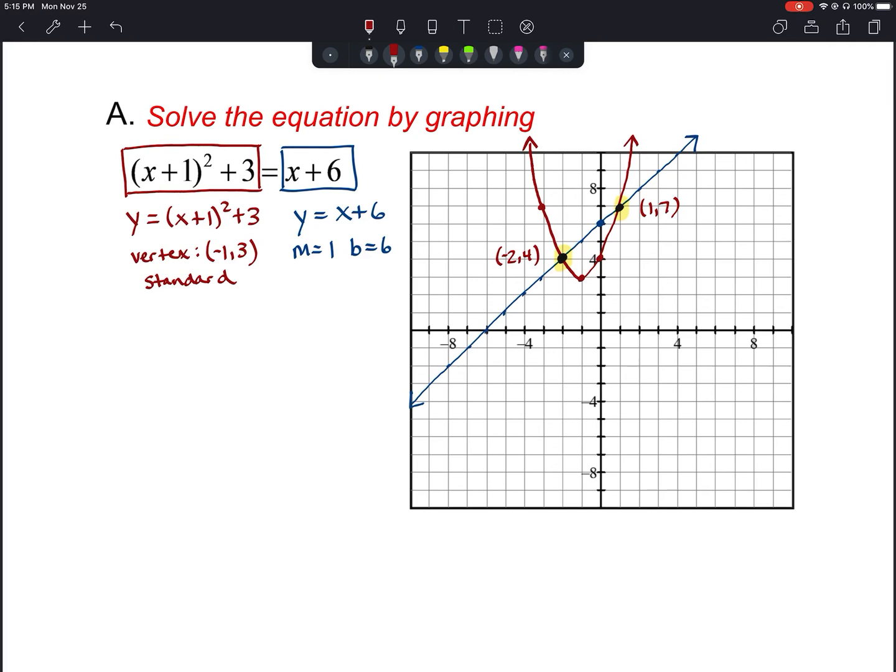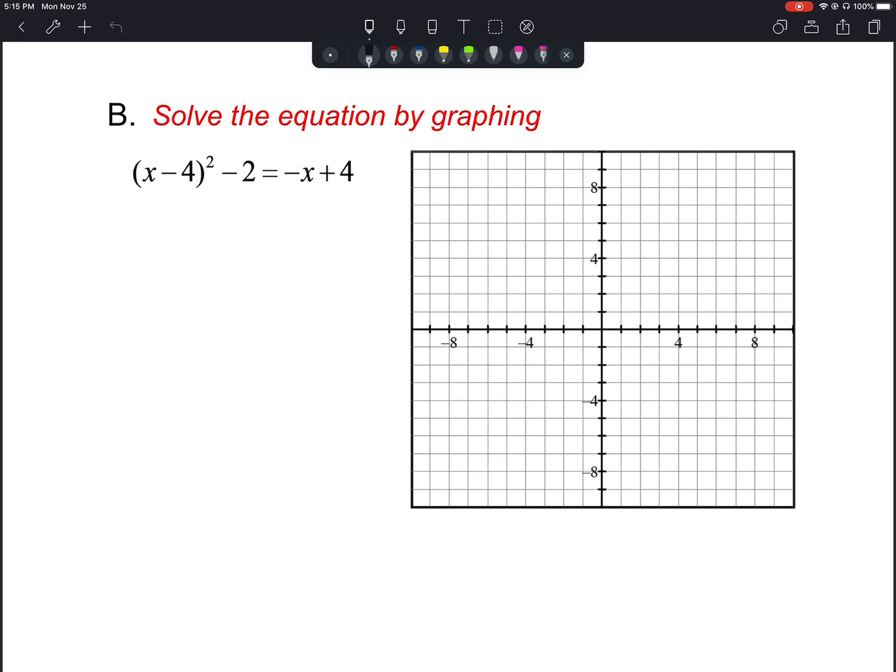Now remember, our original equation here had just x coordinates, right? So when we're solving it, we're only looking for the x values. So our solution to the equation will be found in the x coordinates of the intersection points. So we will say here that x equals -2, or x is going to equal +1. Those are the solutions to this equation.